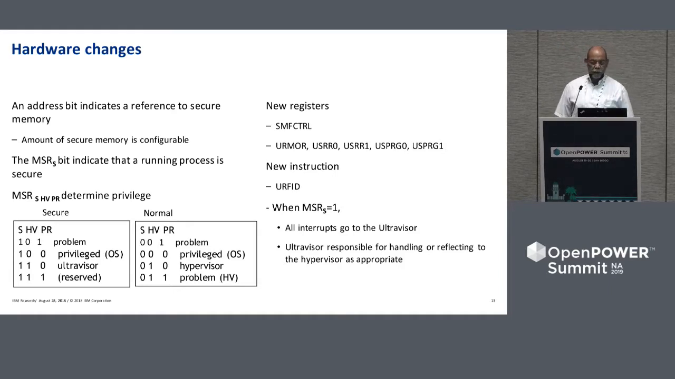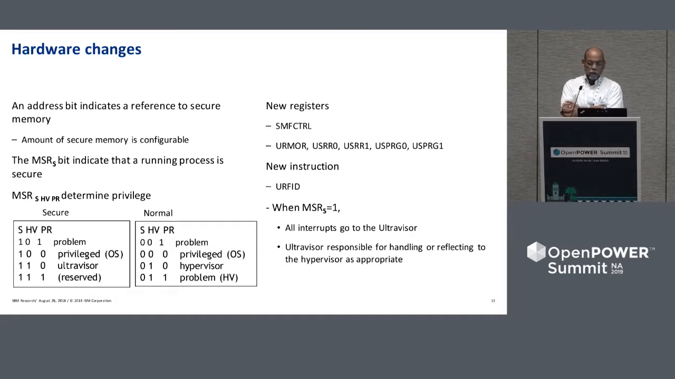We add a bunch of new registers, such as SMFCTRL and these others: USMOR, USRR0, USRR1, USPRG0 and 1. They are similar to the registers that exist for hypervisor mode and have similar functions, but refer to when the system is running in ultravisor mode. And the U registers can only be referenced by the ultravisor, not by anyone else.